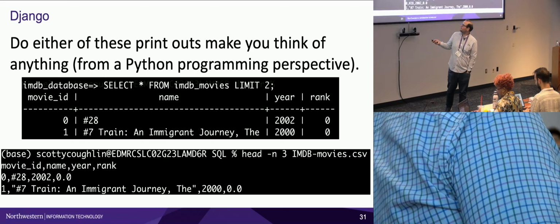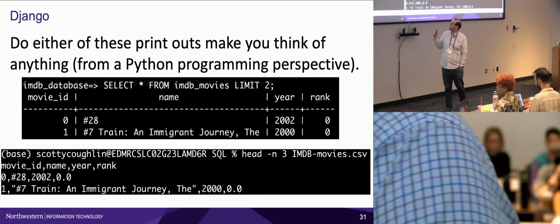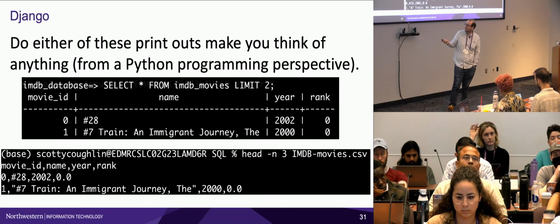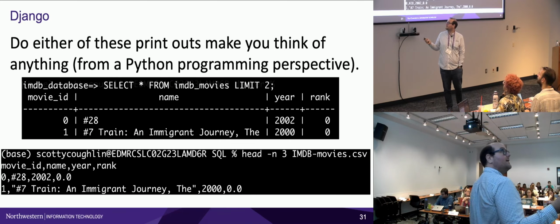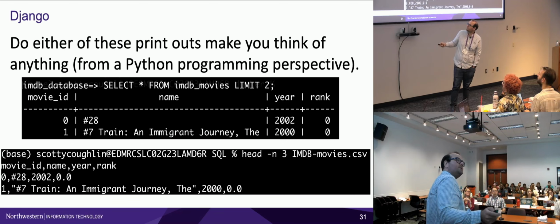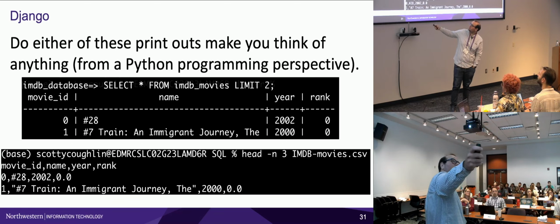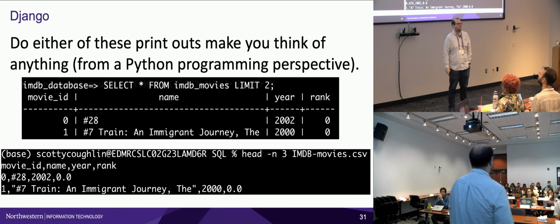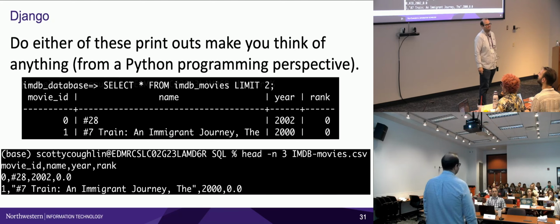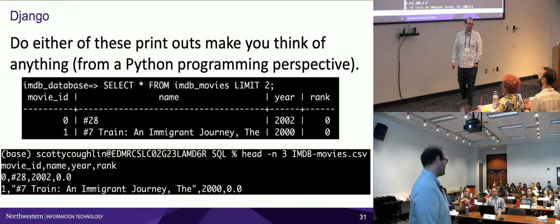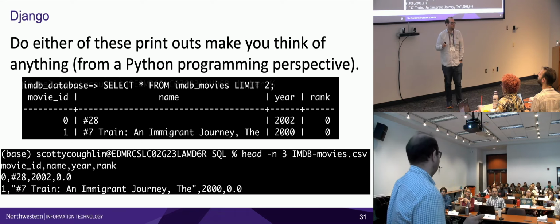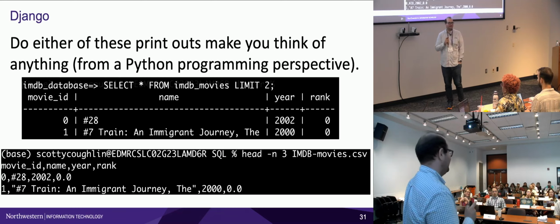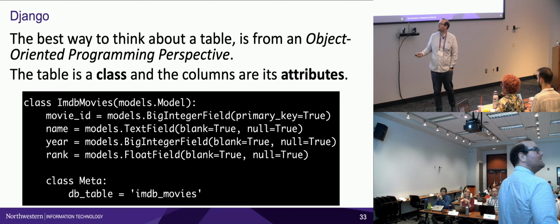So again, I know we have to go to lunch here because it's 12 o'clock. But can anyone tell me, this is a big stretch, but I'm just curious what I get. Do any of these printouts, either from the CSV or from the table itself using SQL, make you think of anything from a Python programming perspective? Abstractly. Indexing, okay. Others? Objects. Objects. See, I didn't even have to give the hint.